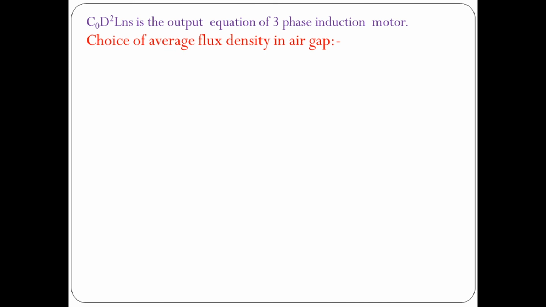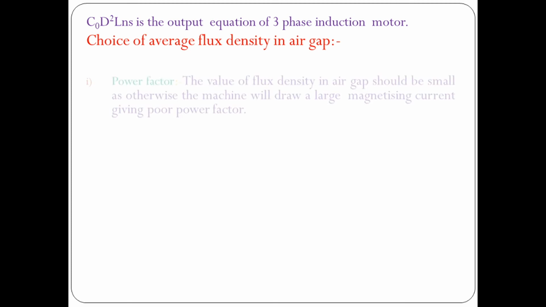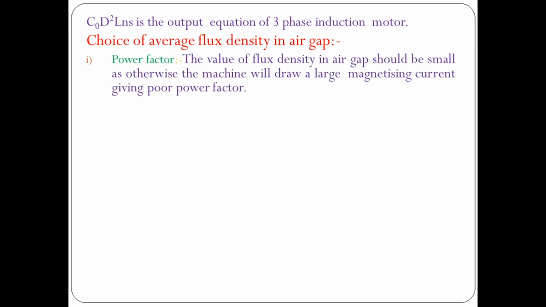Next, we have to learn about the choice of average flux density in the air gap. What is the value of flux density to be chosen in the air gap? So we have to see what is the choice of average flux density in the air gap. So first one is the power factor. What is the effect on power factor if you choose the average flux density in the air gap?